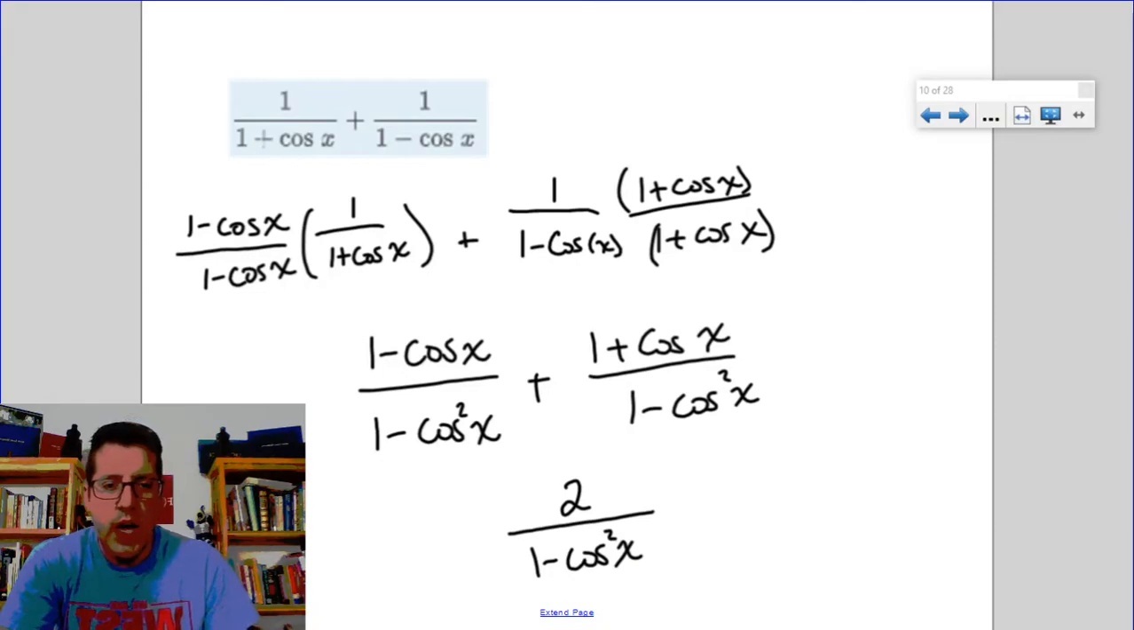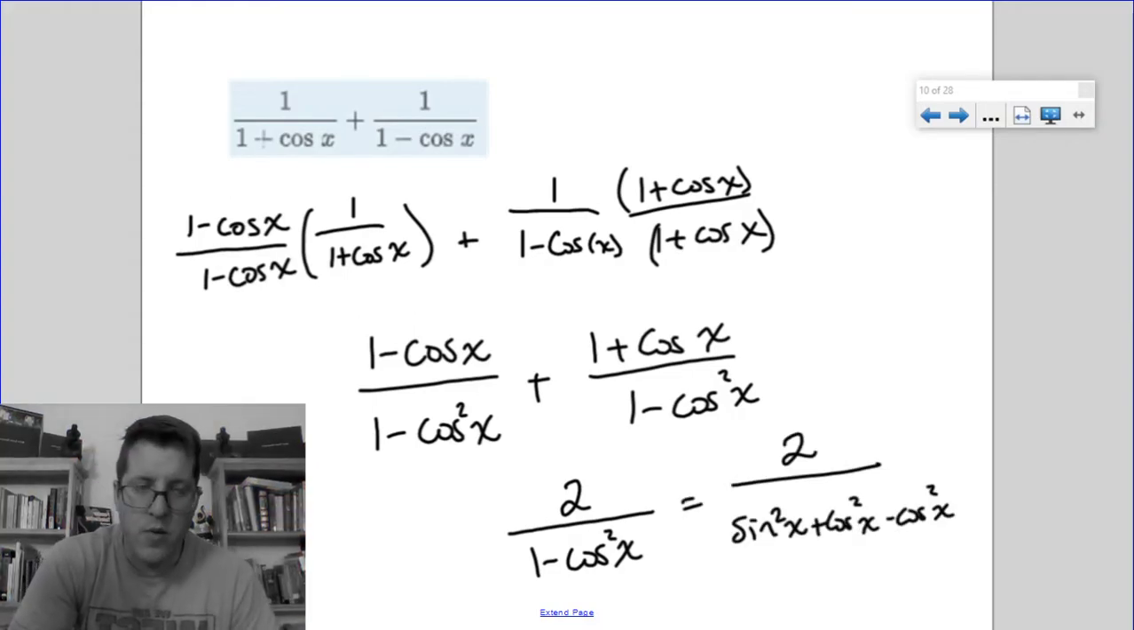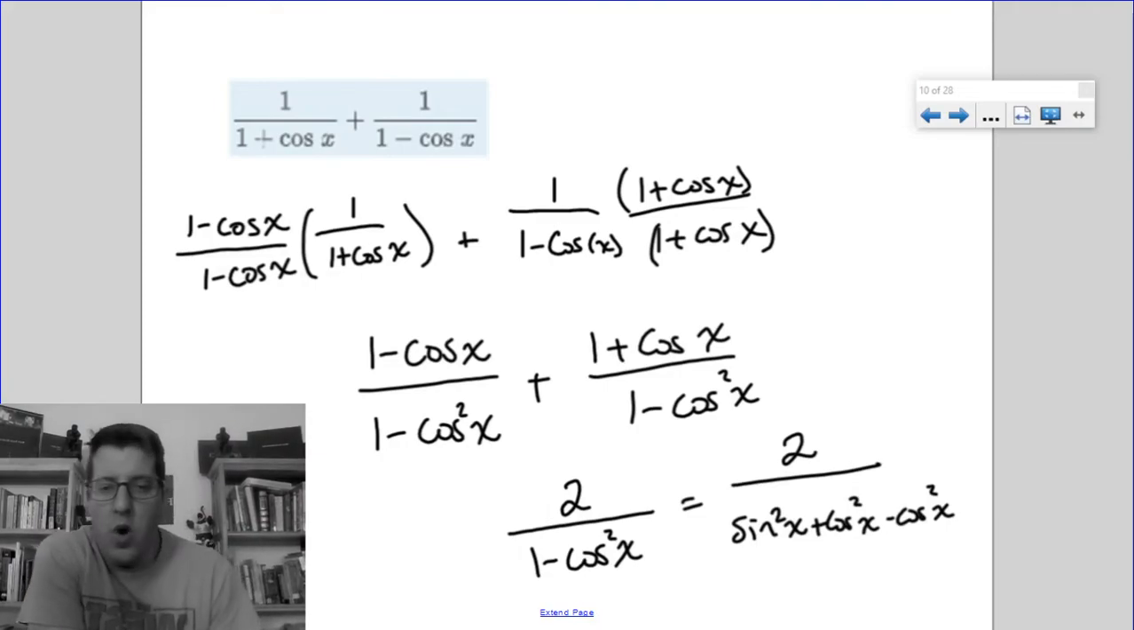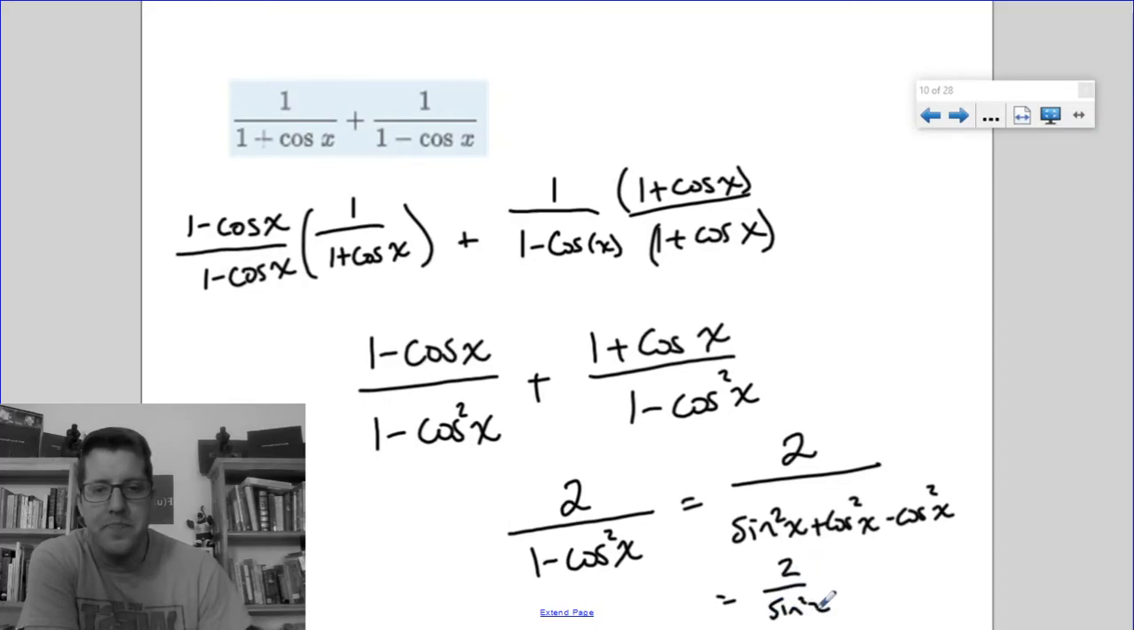Now, when I look at 1 and a cosine or sine squared, I want to think Pythagorean identity, so I'm going to make a substitution there. So remember our Pythagorean identity from before, that 1 is the sine squared of x plus the cosine squared of x, so I can substitute that in for 1. That's going to leave me with 2 over the sine squared of x, which is 2 times the cosecant squared of x. All right, so that's how that addition problem simplifies down.